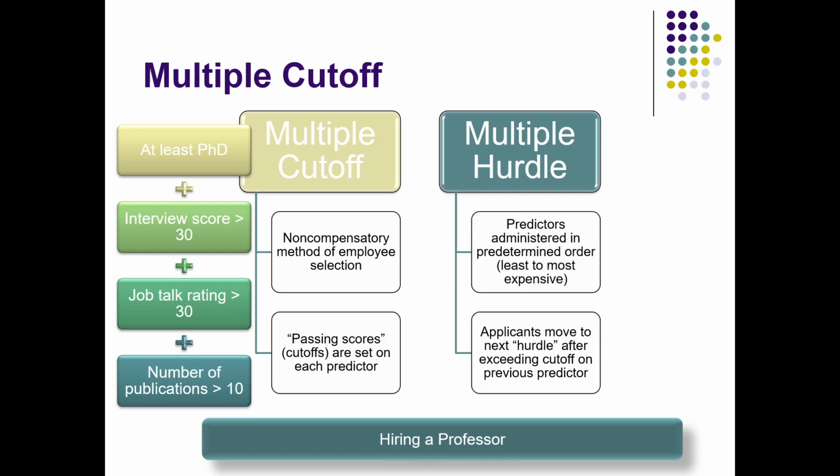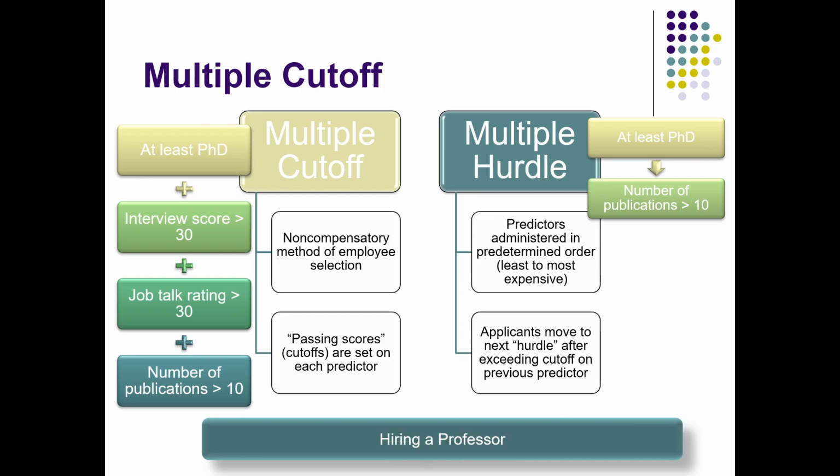So you get to move to that next hurdle after exceeding the cutoff for the previous predictor. So let's stay on our idea of hiring a professor, and I reorganized this flowchart a little bit because now it's a multiple hurdle. So the person has to have at least a PhD. If they report that they have some other kind of degree, they haven't cleared that hurdle, and so they don't get to go to the next issue, which is where the number of publications would be assessed.